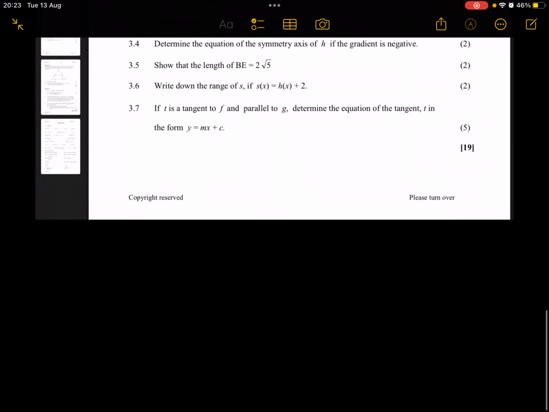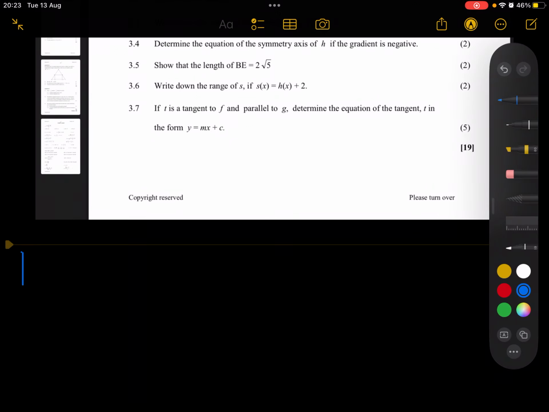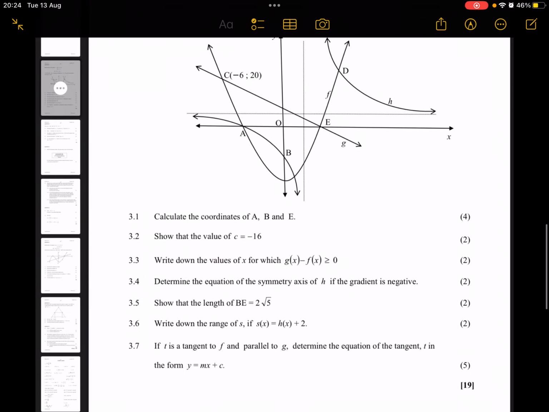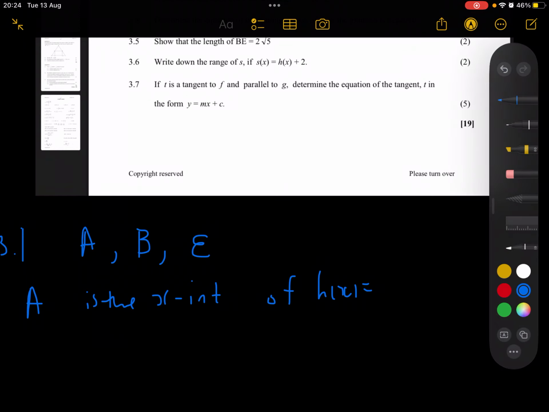So if we want the coordinates, we have to start in 3.1 to say we want the coordinates A, B, and E. Now, we said that A is the x-intercept of h of x. Now, h of x is given by which function? The hyperbola. And the hyperbola being 6 over x minus 2 plus 1.